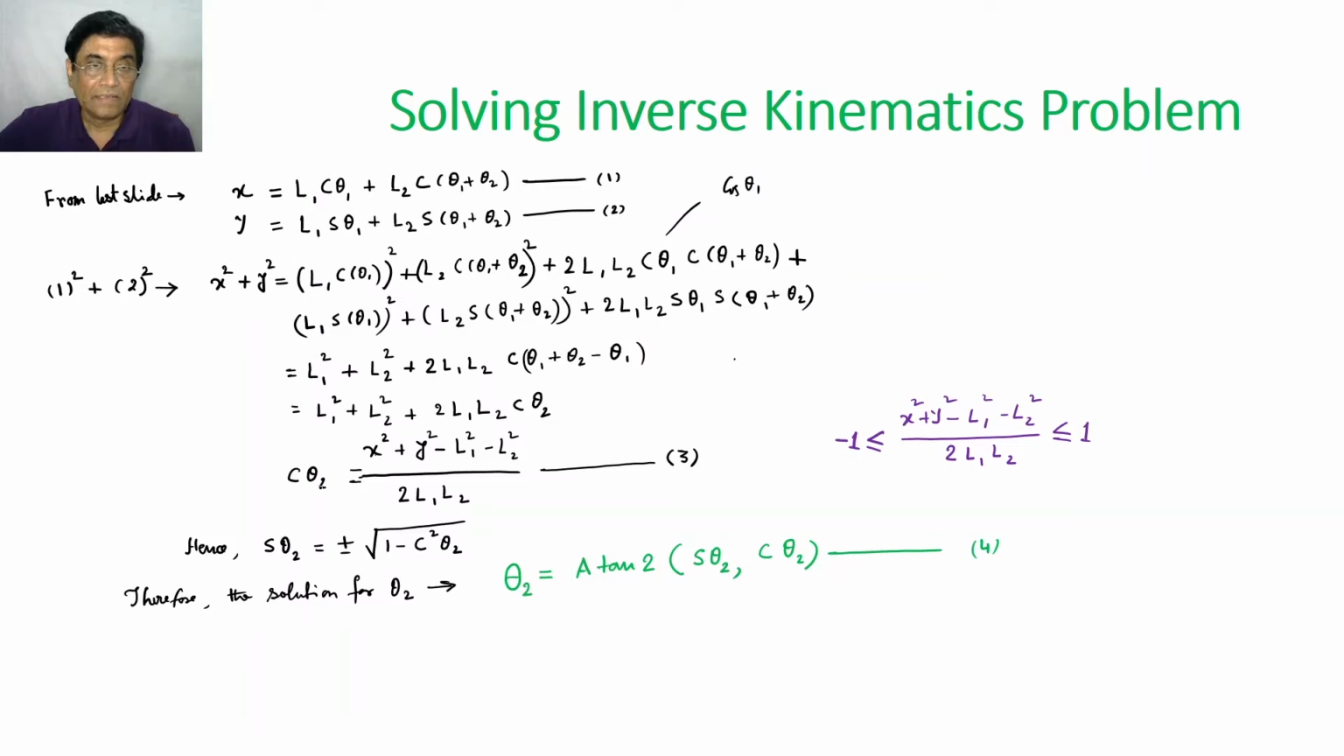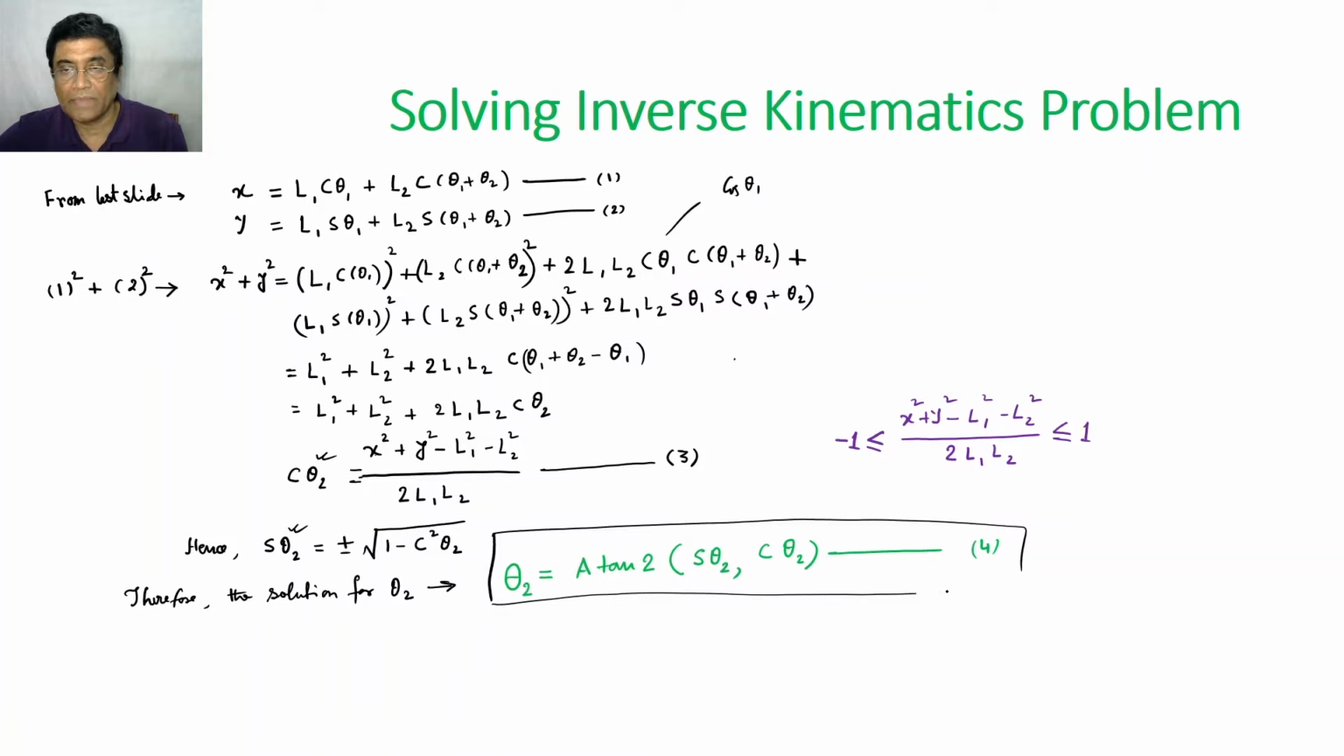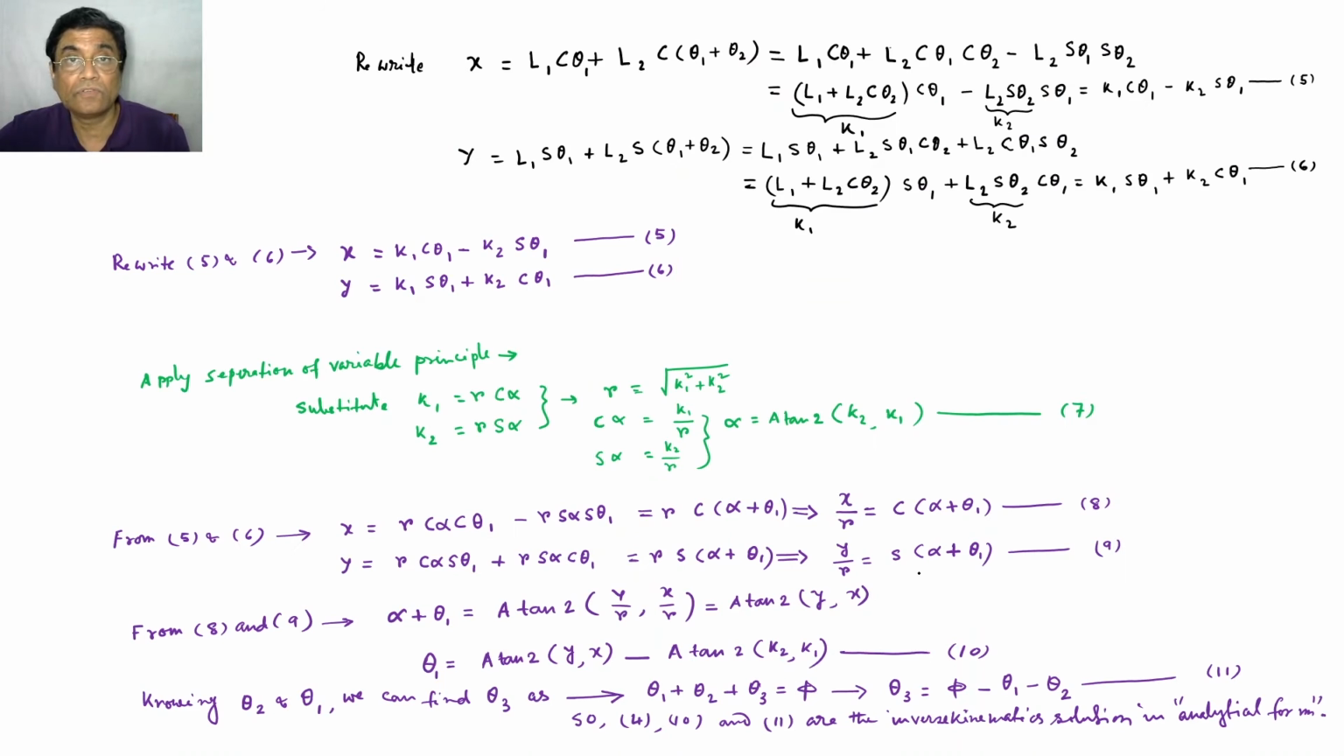That's great. So now once you have got this, you can get sin theta 2 also just by using this formula, plus minus root over 1 minus cos square theta 2, and therefore the solution of theta 2 will be, as I told you, atan2 of sin theta 2 comma cos theta 2. That's the way we write. So in the process of solving inverse kinematics, first you have got theta 2, not theta 1, by doing this. Now let us see how theta 1 can be obtained.